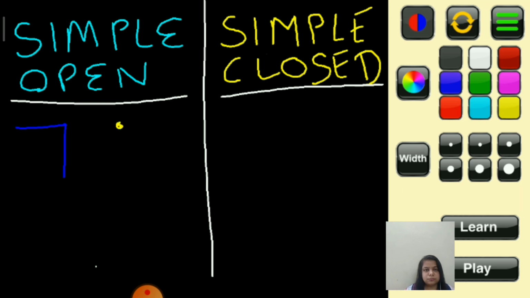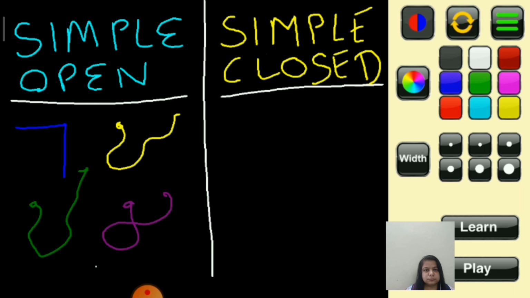Again, you can see this is also a simple open curve. Again, this is also a simple open curve. It does not cross itself. If I do it like this, is it a simple open curve? No, this is not a simple open curve because it is crossing itself, and all the other three are simple open curves because they are not crossing themselves and their starting and ending points are different.